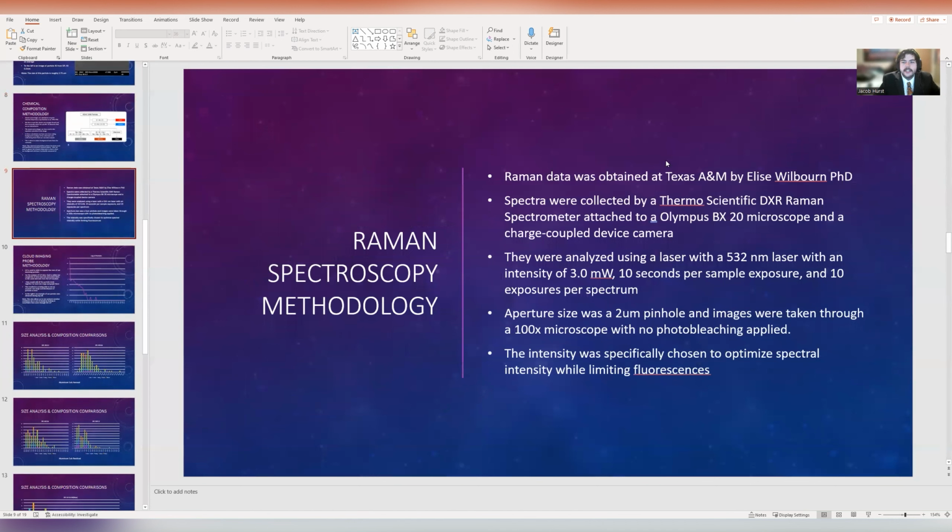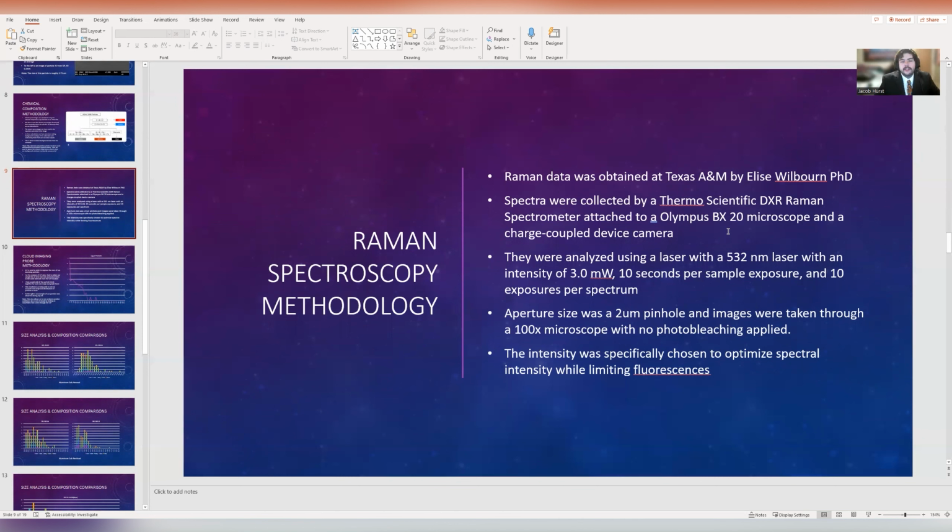The Raman data was obtained at Texas A&M by my previous coworker, Dr. Elise Wilborn. Our spectra were collected by a Thermo Scientific DXR Raman spectrometer attached to an Olympus BX20 microscope and a charge-coupled device, so CCD camera. These were then analyzed using a 532 nanometer laser with an intensity of 3.0 megawatts. They had 10 seconds per sample exposure and 10 exposures per spectrum.